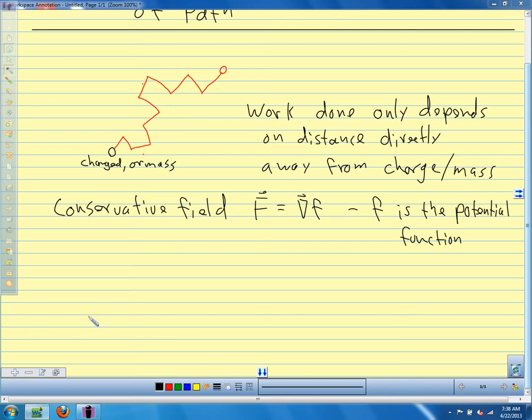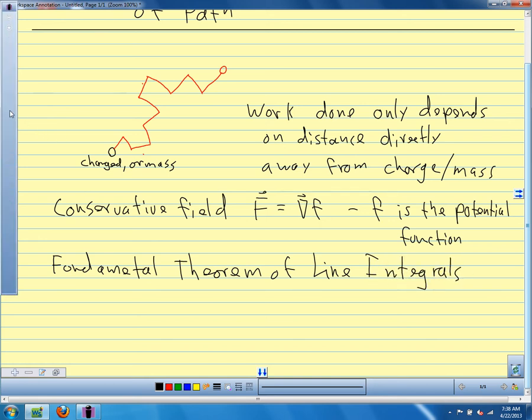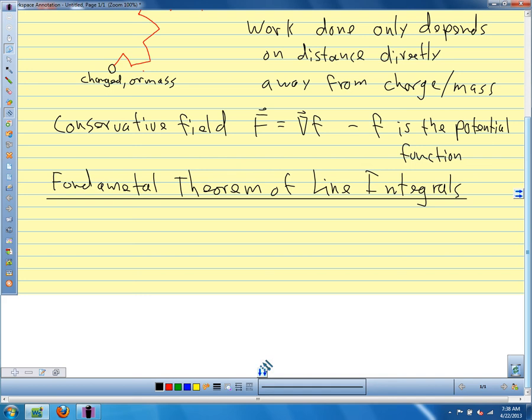So we're going to start with what we're going to call our fundamental theorem of line integrals. Like we talked about in Calculus 1, I always tell the students when you call something a fundamental theorem, that means it's pretty important. So our fundamental theorem of line integrals.